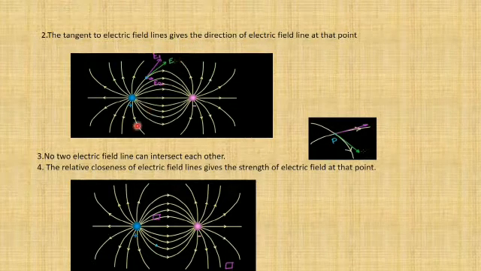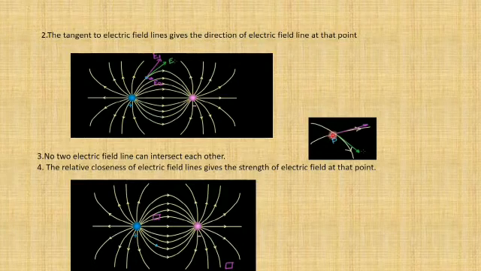Clear? Next property says no two electric field lines can intersect each other. Here in the picture you can see all the field lines are moving from positive to negative, but they are not intersecting. Suppose in case they intersect, at this point I can draw a tangent at this side, one with the purple line, and one tangent I can draw this side. That means we have two directions of electric field at this point, which is never possible.